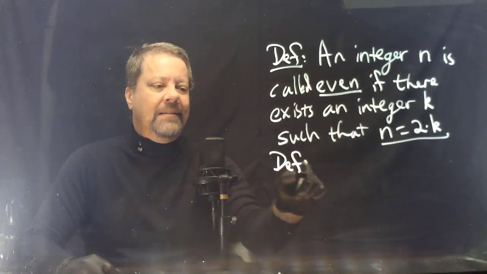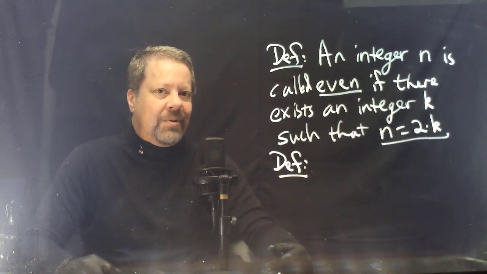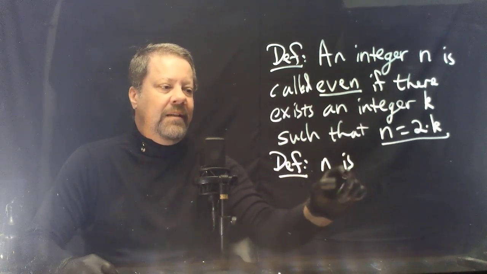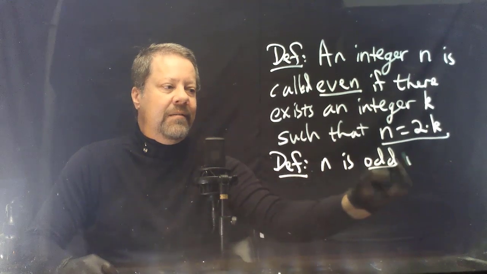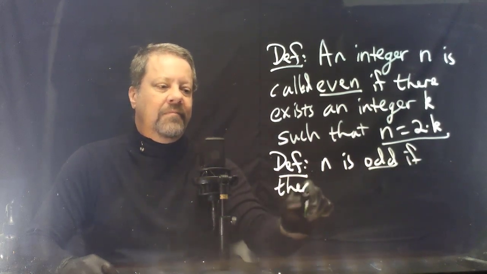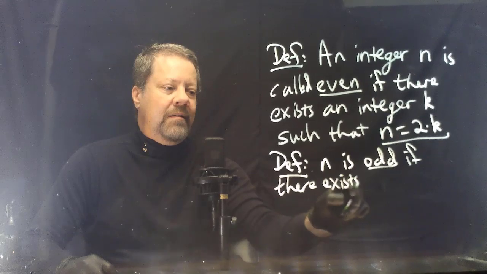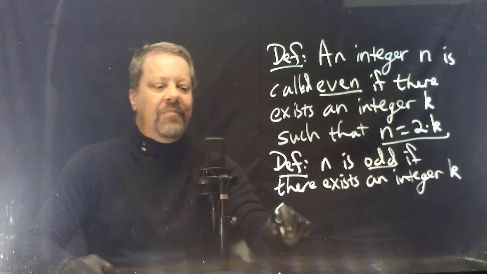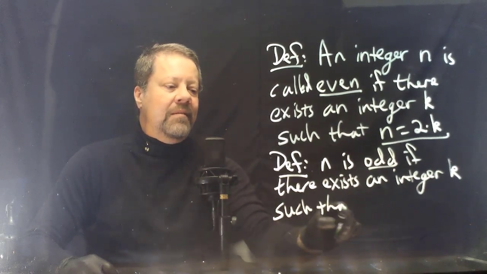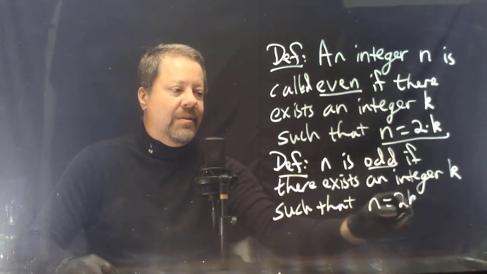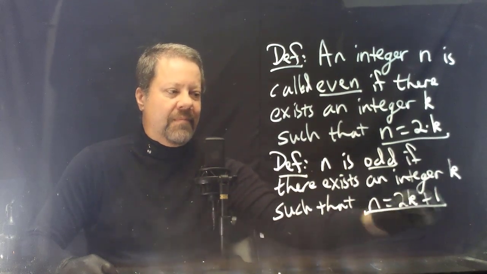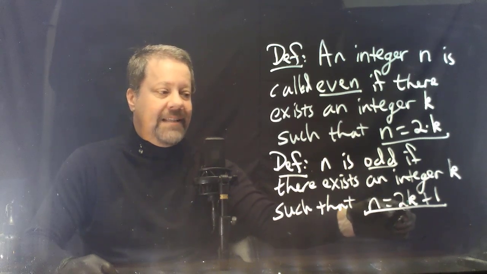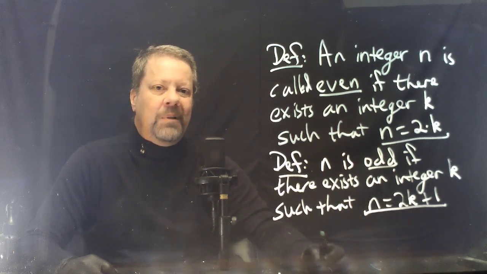What does it mean to be odd? Well, the odd numbers are only 1 unit away from the even numbers. N is odd if there exists an integer k such that n is 2k plus 1. Notice if I take any integer at all, like say 5, 2 times 5 would be 10, plus 1 is 11. I get an odd number.